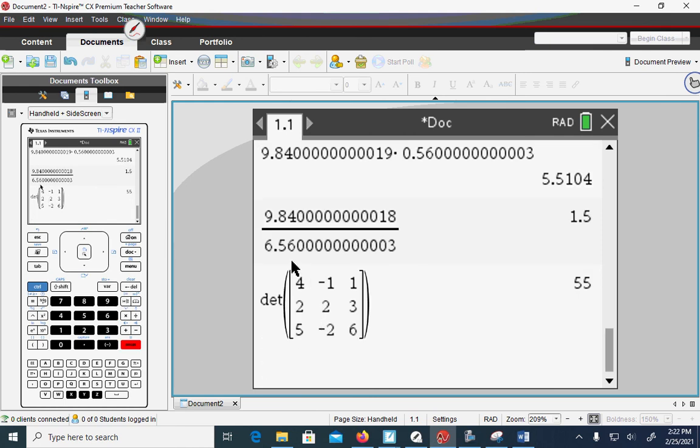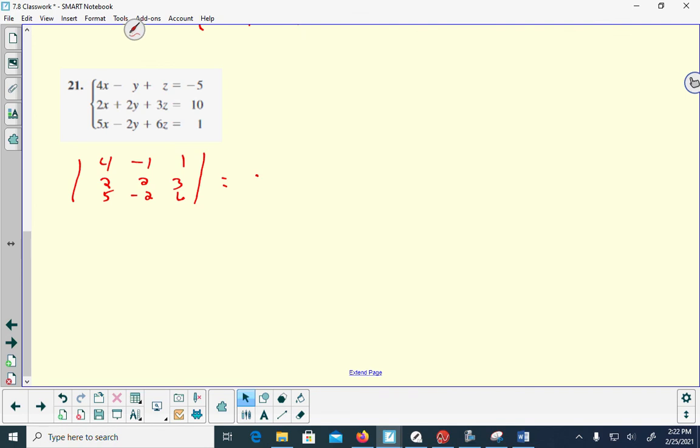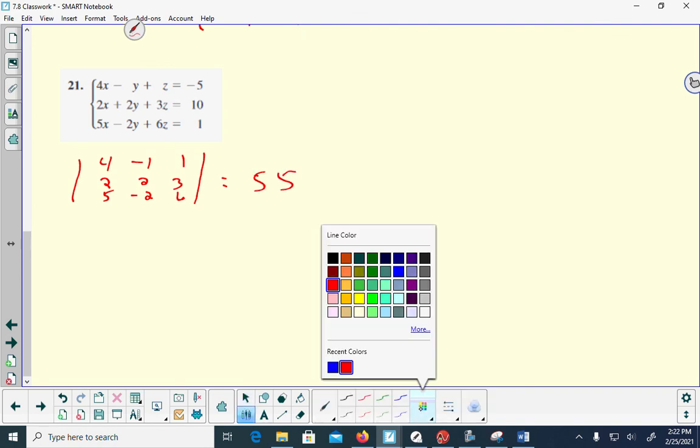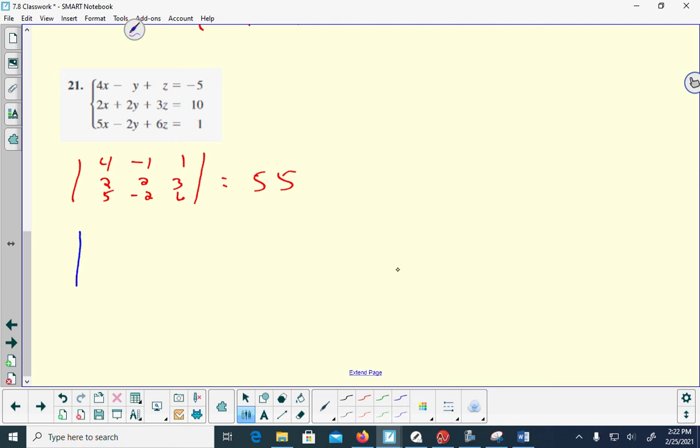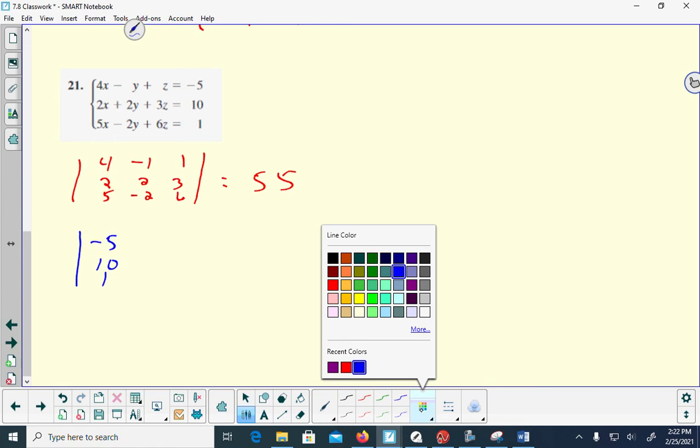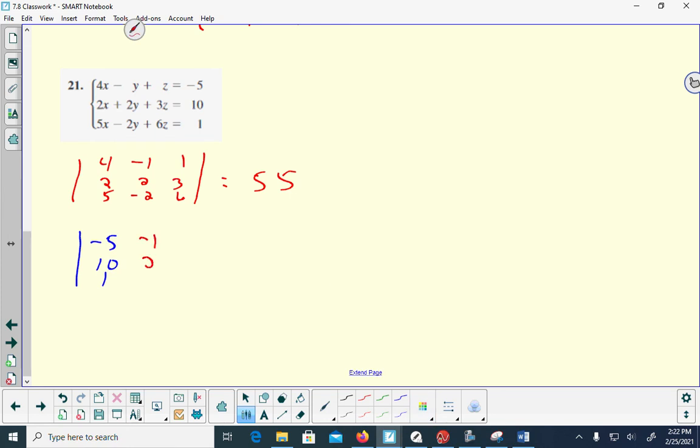So then I am going to find the x, y, and z determinants. This was 55. So then to find x, let's do it this way. The x column changes to the answers. Everything else in this matrix is going to stay the same. And then I'm going to divide this by 55. And this is me finding the x's.